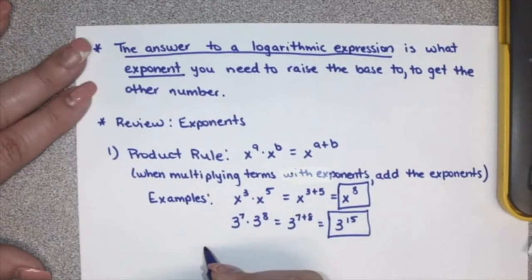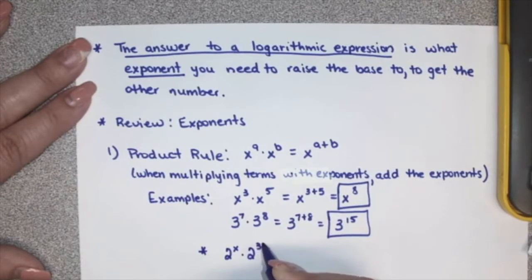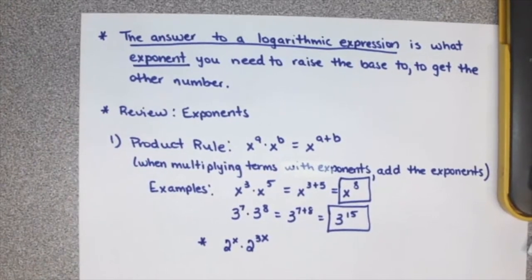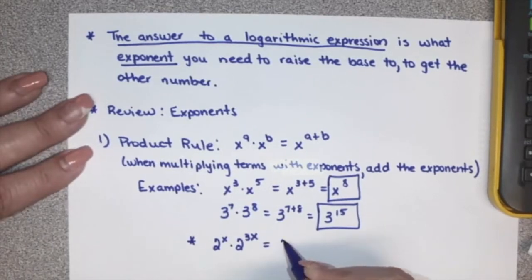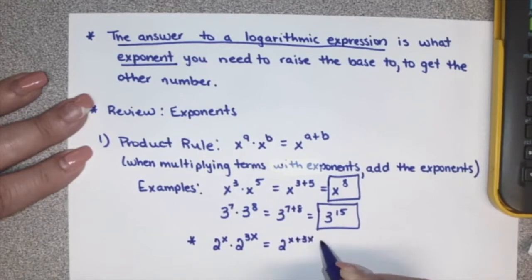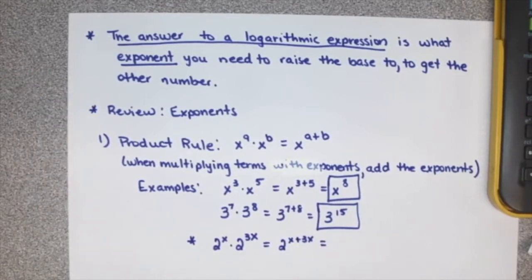But even if you have, I'm going to put a star by this one, even if you have something weird, like 2 to the x power times 2 to the 3x power, the power or product rule still applies here. Notice the bases are still the same. So what are you supposed to do with those exponents, just like you did for the previous 2 examples? Just add them. So this would be 2 to the x plus 3x power. And what is x plus another 3x? 1x plus 3x would be how many? 4x. Okay. So notice we're taking old rules and just applying them to new types of problems.